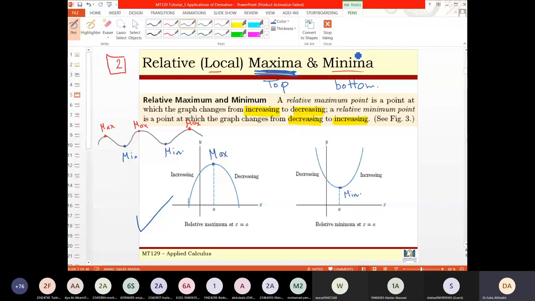Sometimes, for your information, the maximum and minimum are called the extremes. Sometimes I call it an extreme point. So whenever they mention that it's an extreme point, you know it means either maximum or minimum. Extreme point means either a top or a bottom. Good? So this is the number two concept you need to know. First, increasing, decreasing. Second, we have a relative maximum or minimum, which has to do with the increasing and the decreasing.